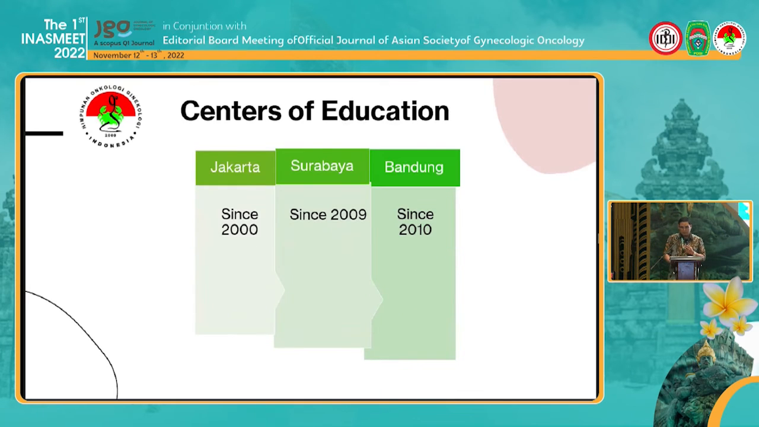This is the center of education right now in Indonesia. The education is university-based. It means that if you want to be a gynecologic oncologist, you have to apply to the university and spend 2 years, the official duration of training. Right now there are just 3 centers of education in Indonesia: Jakarta since 2000, Surabaya since 2009, and Bandung since 2010. Several centers are now joining to become centers of education for gynecologic oncologists, perhaps Makassar and also Medan, areas that have enough gynecologic oncologists.